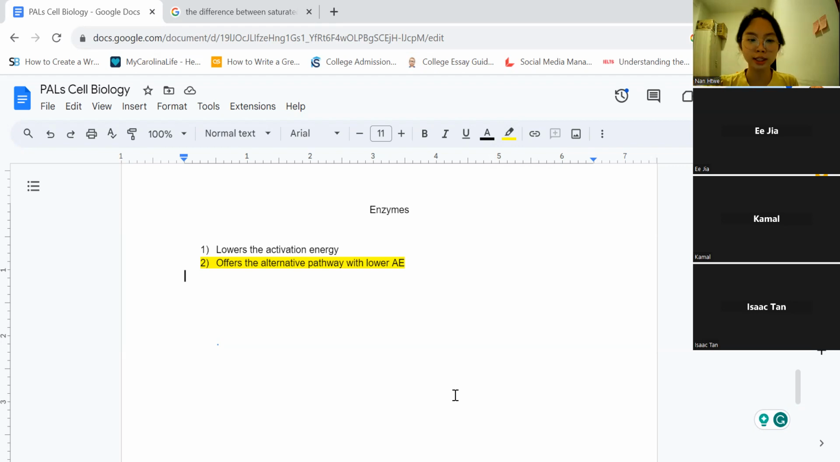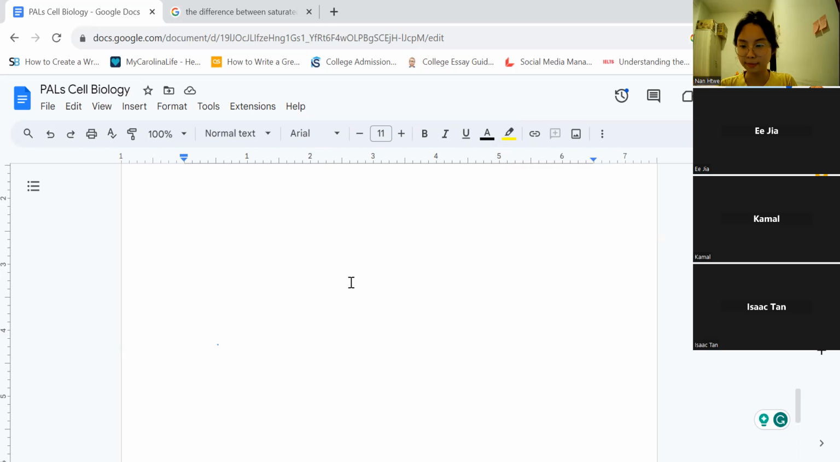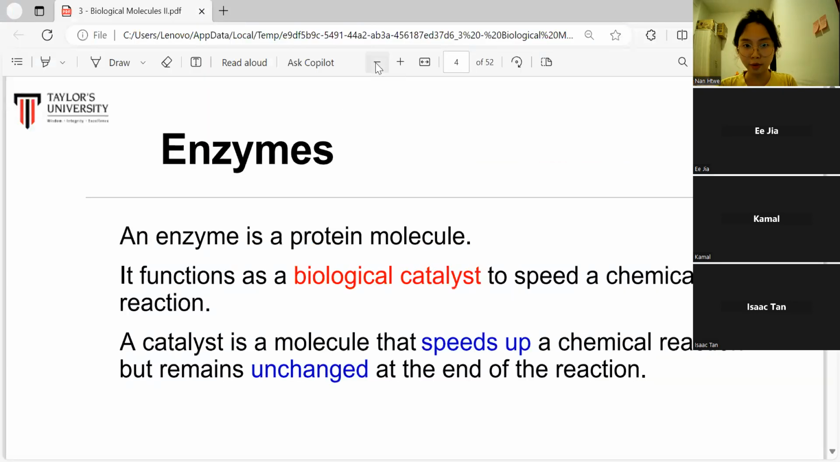Right, and then what about the definition of activation energy? What is the activation energy? Anyone? The minimum amount of energy needed to break the bonds. Yes, it's the minimum amount of energy. I will share another screen with you. I will share the lecture notes with you. So you also need to know the definition of activation energy. There might be questions about that.